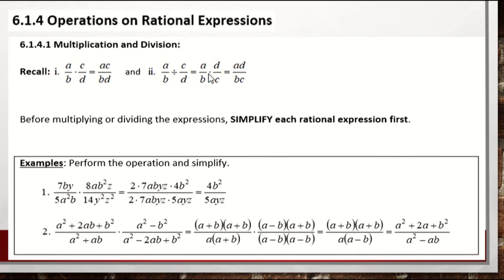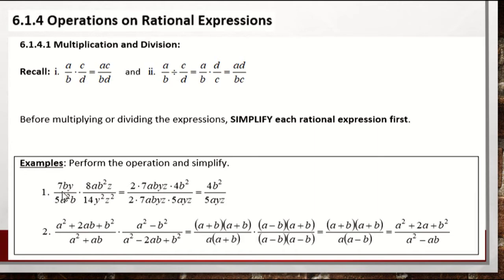Since we are multiplying, we can now multiply the numerator a times d over the denominators b times c. Okay, before multiplying or dividing the expression, simplify each rational expression first. So simplify first before multiplying or dividing. Let's go to examples. Perform the operation and simplify.